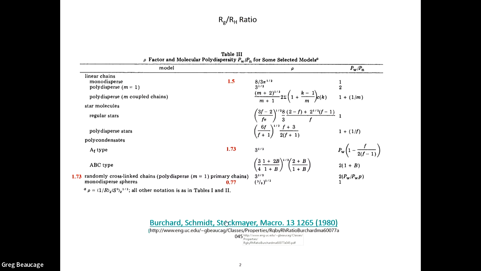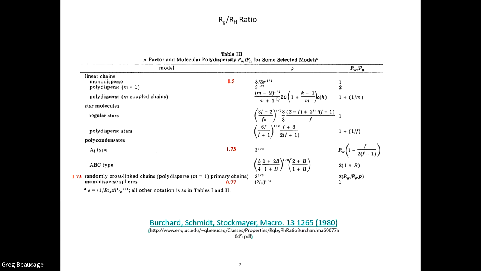Stockmeyer won the Nobel Prize. I think Stockmeyer is at Dartmouth, which is a weird little place. And then Schmidt, I'm not sure which Schmidt that is. Burchard's a French guy. So anyway, so 0.77 for a sphere.